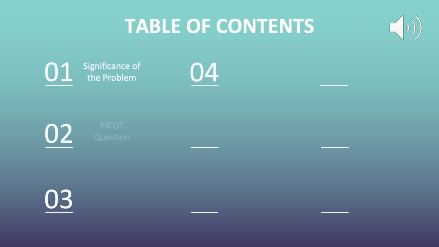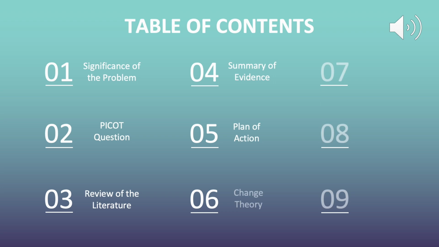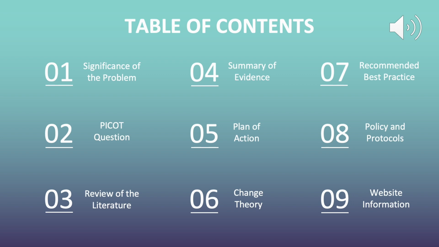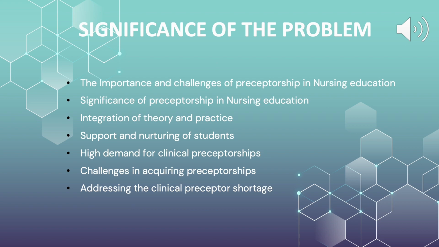The following is the table of contents that I will be discussing. The first is significance of the problem, followed by the PICOT question, review of the literature, summary of evidence, plan of action, change theory, recommended best practice, policy and protocols, and website information. So, significance of the problem.